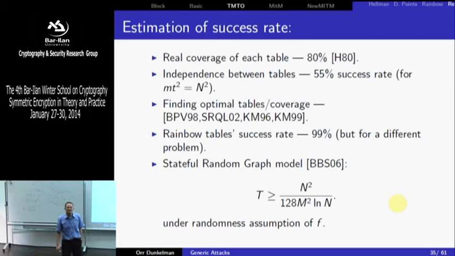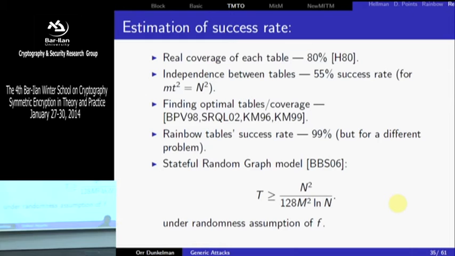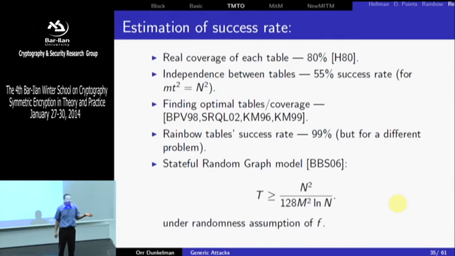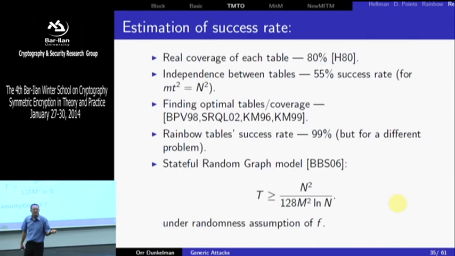And the reason is that there are no false alarms, there are no cases where you go into a chain and you don't reach an endpoint. Everybody is very happy, and you just ask how come they can succeed with 99% with the same amount of memory. They're just solving a different problem. The 99% is for inverting passwords. Finding cryptographic keys is very different.